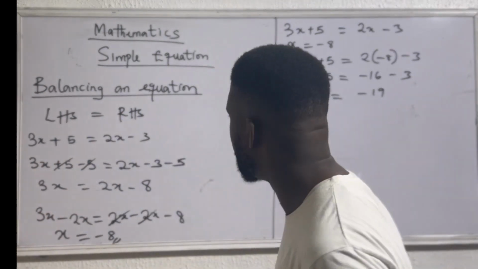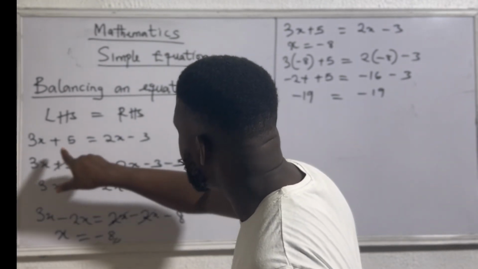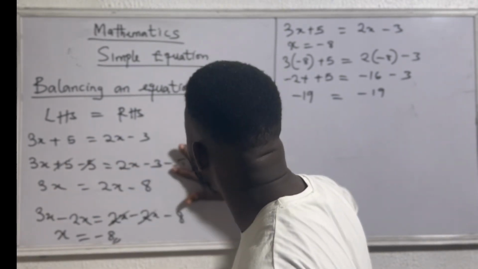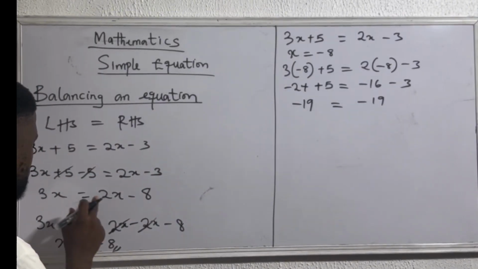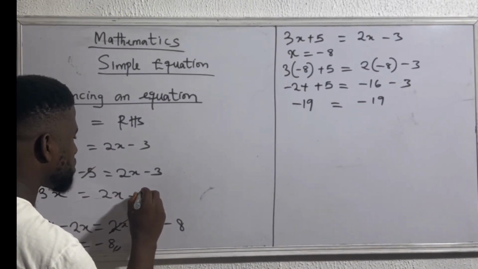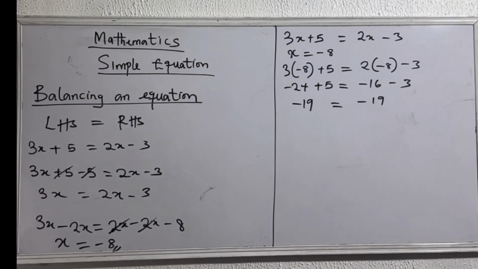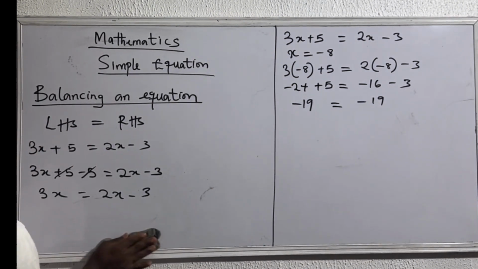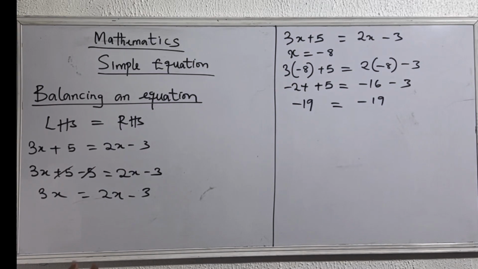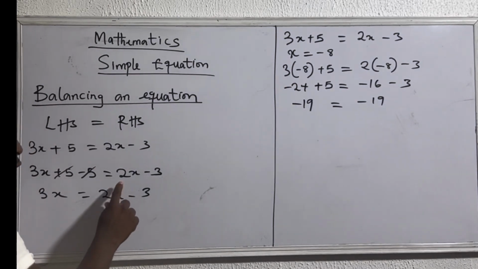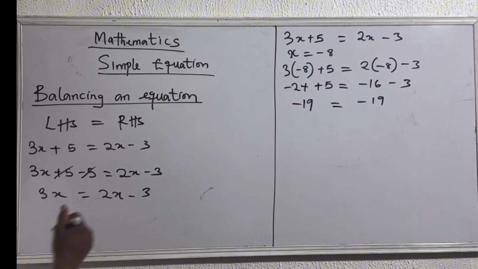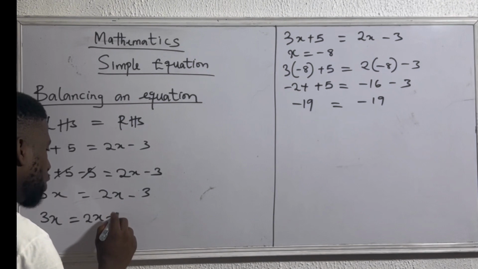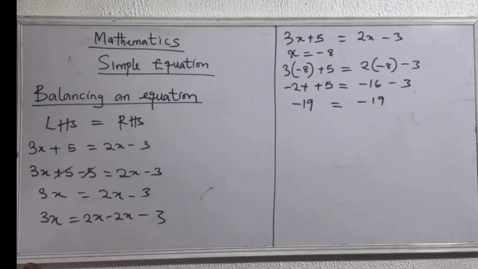Let's take for example, when I subtracted 5 from the left hand side, I did not subtract 5 on the right hand side. So we now have 3x equal 2x minus 3, right? So now, let me also subtract 2x on the right hand side and not subtract 2x on the left hand side. What will I have? I will have 3x equal 2x minus 2x minus 3, right?